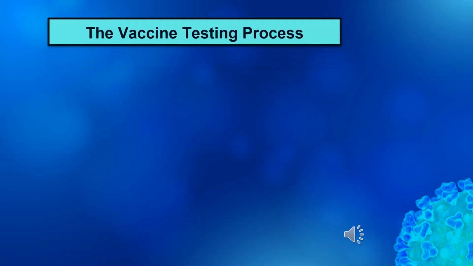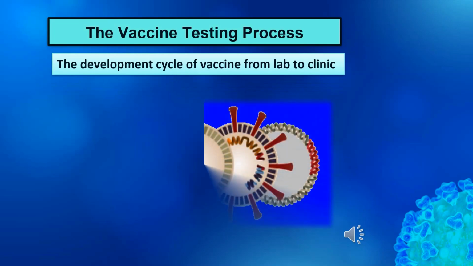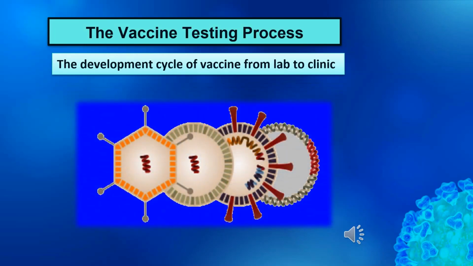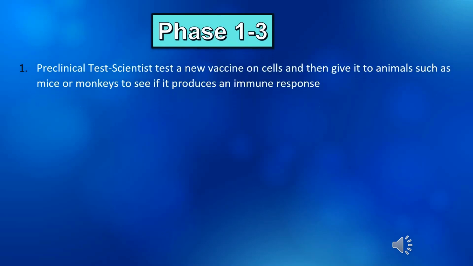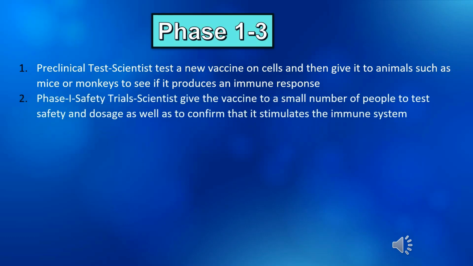Now, let us look at the vaccine development process. The diagram gives a clue how the vaccine development cycle takes place from lab to clinic. First, let us look at phase 1 to 3. Preclinical test: scientists test a new vaccine on cells, and then give it to animals, such as mice or monkeys, to see if it produces an immune response. Phase 1, safety trials: scientists give the vaccine to a small number of people to test safety and dosage, as well as to confirm that it stimulates the immune system.